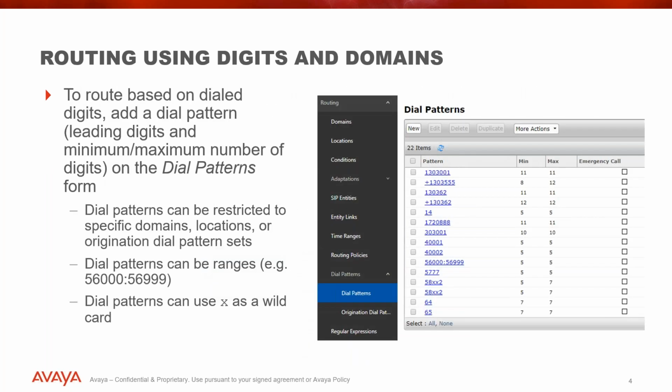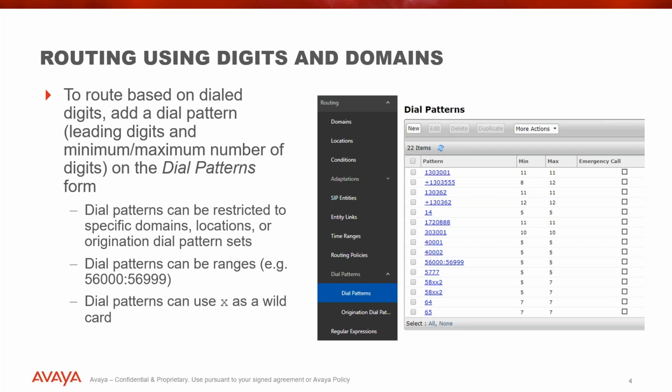Once you've got your domain set up, then you can set up your dial patterns. And it's really just a bunch of digit strings of the form leading digits, minimum and maximum number of digits. And then you can map that to one or more routing policies. You can restrict dial patterns to specific domains if you have multiple domains you're routing for, or you can have dial patterns applied to all domains that your SM is authoritative for.